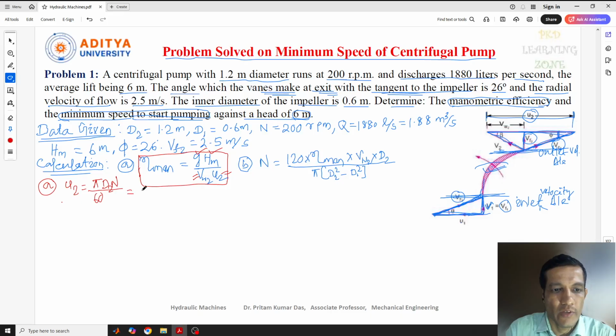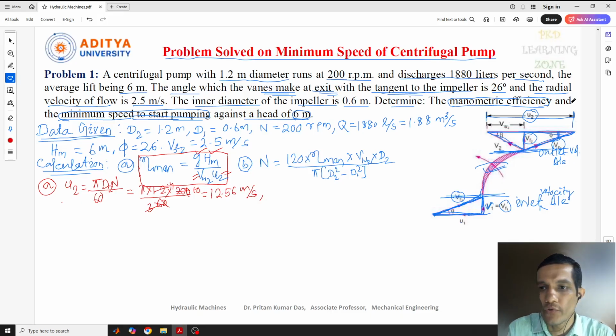Here we can put the value of pi into 1.2 into n, which is given as 200, divided by 60. You can solve it here itself. This is 3 and this is 10, and this will be 0.4. So 0.4 into 10 is 4. 4 into pi, 3.14: 3 into 4 is 12, and 1/4, that is 12.56. So here itself we got the value of U2. And the second one, what we need to calculate?